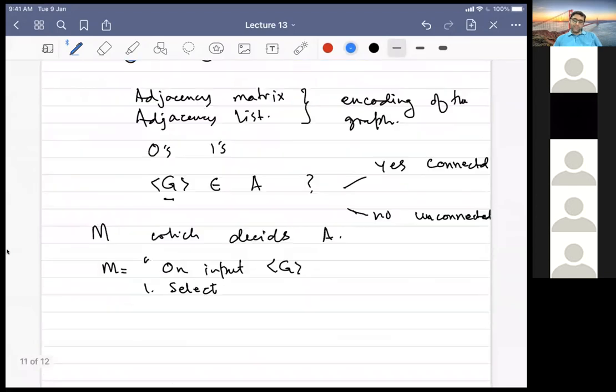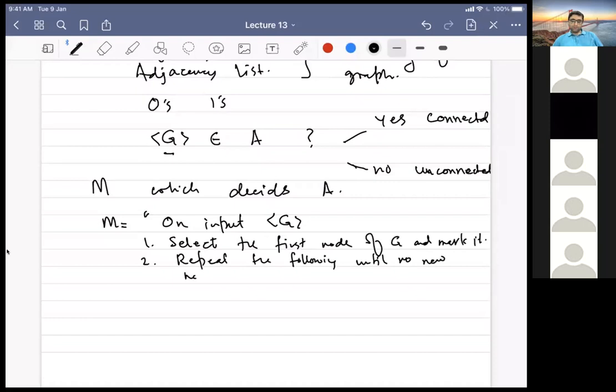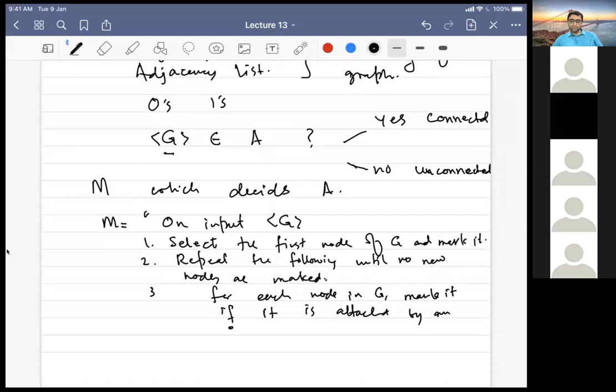So we can do exactly the same thing over here, and we would say: select the first node, and this first is arbitrary, and mark it. Then we say repeat the following until no new nodes are marked. For each node in G, mark it if it is attached or connected by an edge to a node that is already marked.